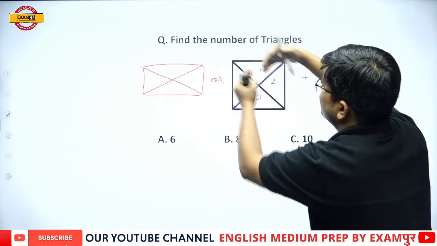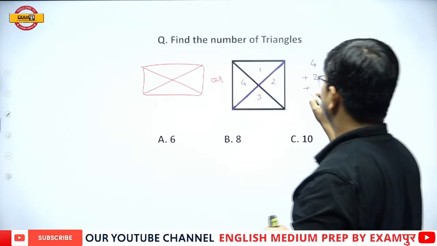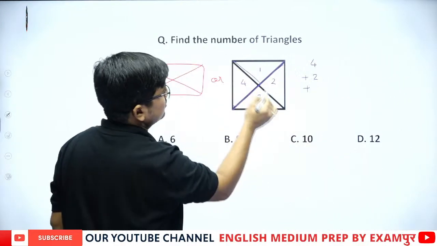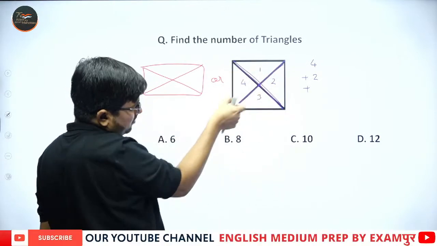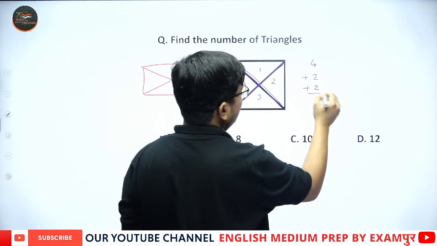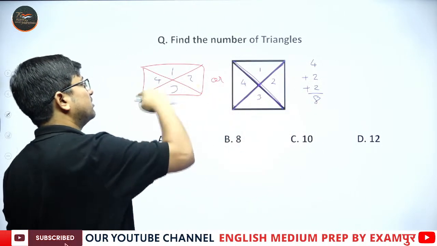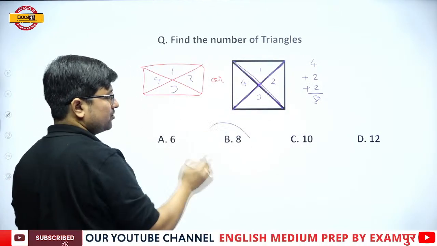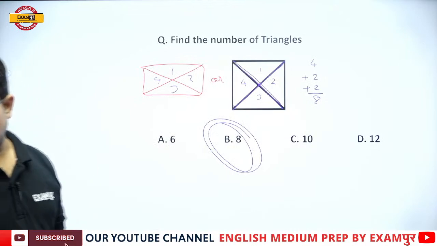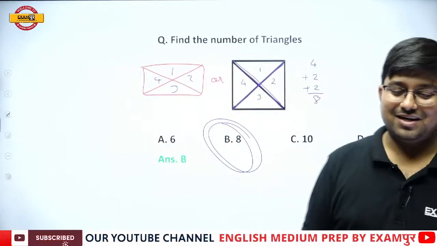5 and 6, club them 5, club them 6, and plus about this 1 and 2, club 1 and 2, club 3 and 4. So now the total is 8. So here also it will be 1, 2, 3 and 4, about this 5 and 6, and about this 7 and 8. So the right answer to the question is option number B, that is 8.